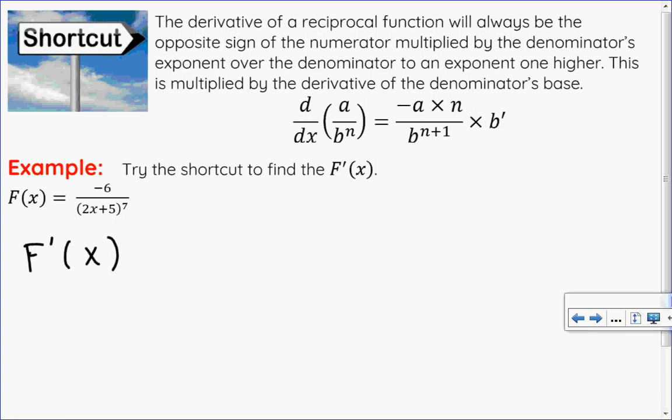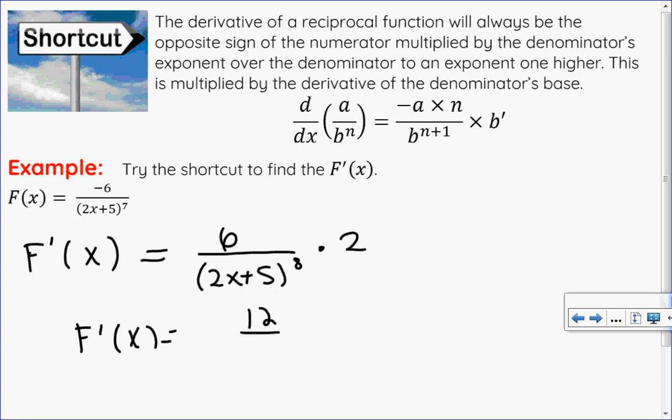So if I have f of x is negative 6 over, and there's your reciprocal part, 2x plus 5 to the exponent of 7. I'm going to do opposite numerator over denominator increased by 1 multiplied by the derivative of the base. The derivative of 2x plus 5 is just 2. So my derivative is just going to be 12 over 2x plus 5 to the exponent of 8. So if you like that shortcut, feel free to use it.